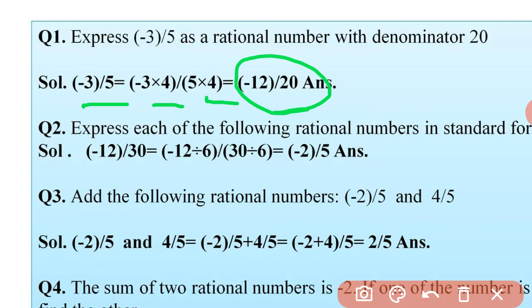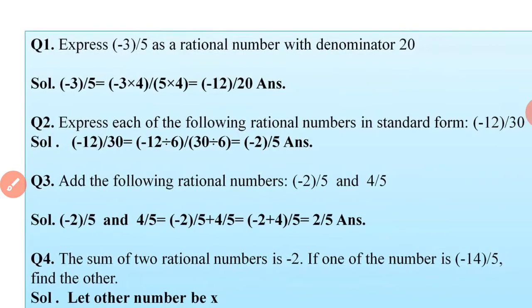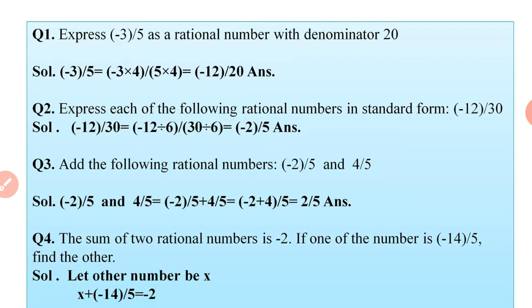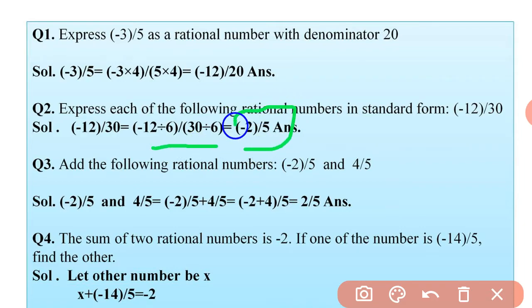Now after this, see question number 2. In question number 2, express each of the following rational numbers in standard form. So here, minus 12 upon 30. For converting into standard form, we have to see that there should be no common factor in numerator and denominator. So we can divide numerator and denominator by 6. So minus 12 is divided by 6 and 30 is also divided by 6. So it will become minus 2 upon 5. So here minus 2 upon 5 is the answer.